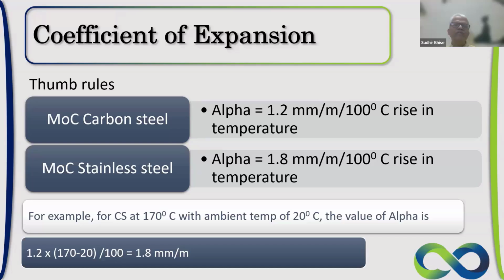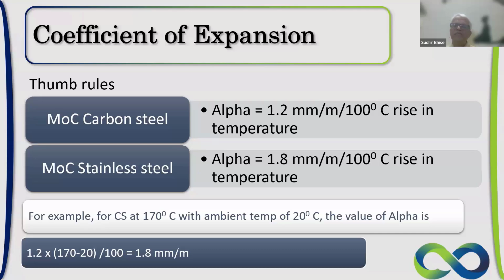So 1.2, which is the basic coefficient of expansion for carbon steel, which we have taken from the above thumb rule, multiplied by the difference of temperature: 170 is the design temperature, and 20 degrees Celsius is the ambient temperature, divided by 100, because we are talking about every 100 degrees Celsius rise in temperature. So we have to divide by 100. That equation turns out to be 1.8.